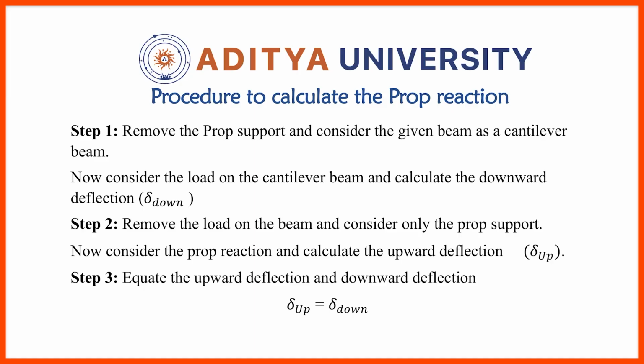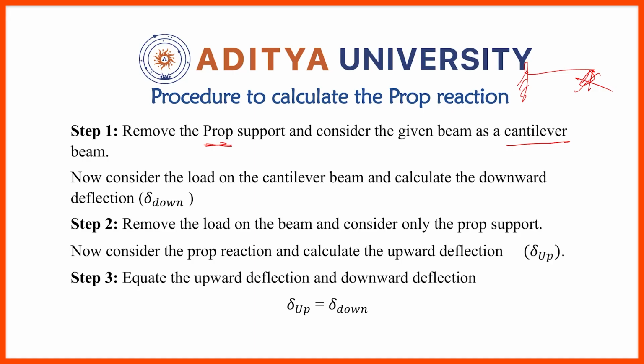Step 1: I am going to remove the extra support, that is, the prop support, which is nothing but the extra support given in the problem. I am going to remove the prop support and consider it as a normal cantilever beam. A cantilever beam means one end is fixed and the other end is free. If it is a propped cantilever, at the free end we also have some support. That free end support I am going to remove. So this is my step 1.